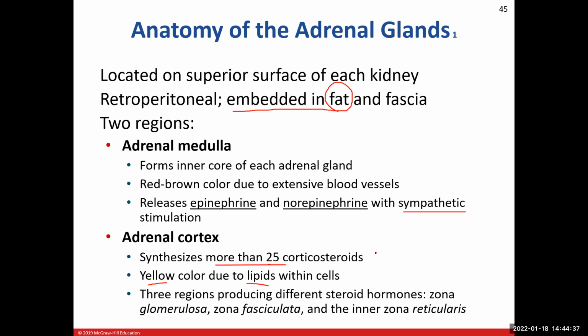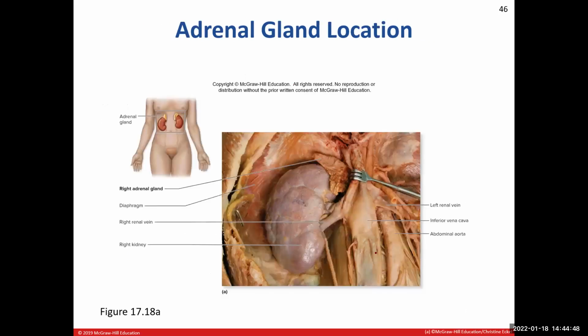The zona glomerulosa is the one that's most superficial. It's the outer zone. And then the innermost zone for the adrenal cortex is the zona reticularis. We're going to talk about what gets produced where in these zonas. So here you can see where the kidneys are located. Keep in mind, you notice that the right kidney is lower than the left kidney, and that's because the liver sits on top. But these adrenal glands sit right on top, but far back.